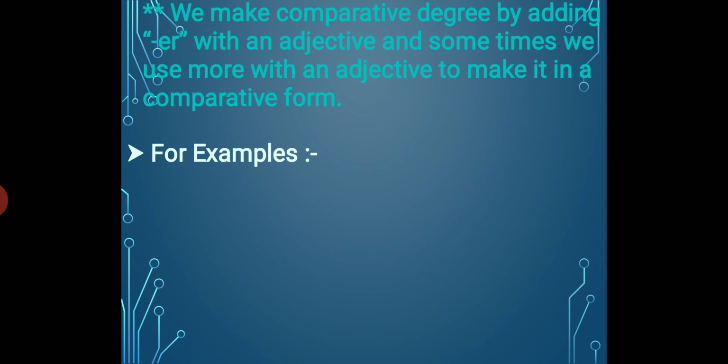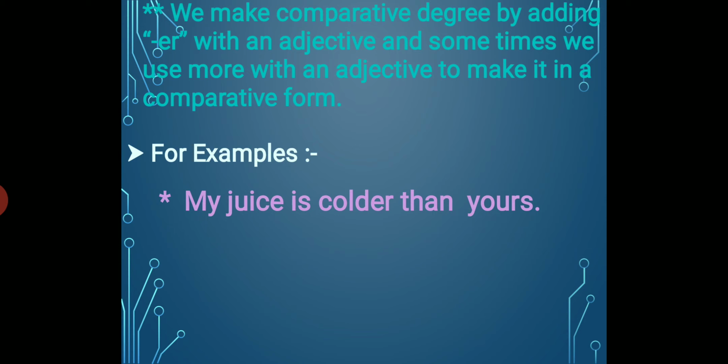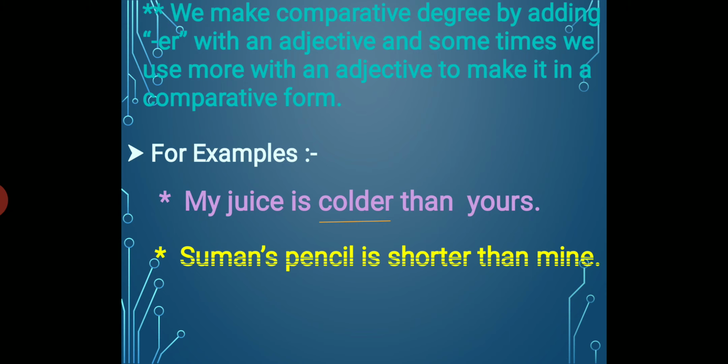Let's see the examples. My juice is colder than yours. Here two juices are compared. Which ones? My juice and your juice, right? So it is a comparison between two juices, so the answer would be in comparative form. So what is the answer? What is the comparative form? Colder, right?